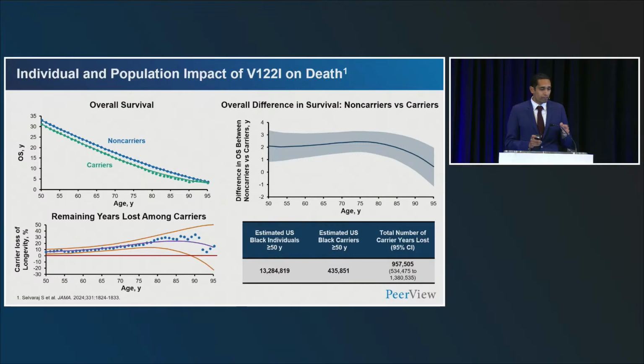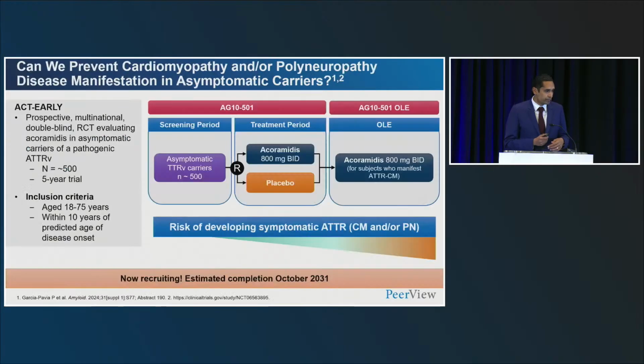Now if we look at the number of individuals over the age of 50 in the United States who are self-identified Black, that's about 13 million people, older than the age at which people develop cardiac amyloidosis in general. There are about 500,000 carriers in the United States. And if we combine those two numbers, about 2 years of life lost with about 500,000 carriers, that's a million years of life lost in the United States in the contemporary living population. So a lot of life at risk here.